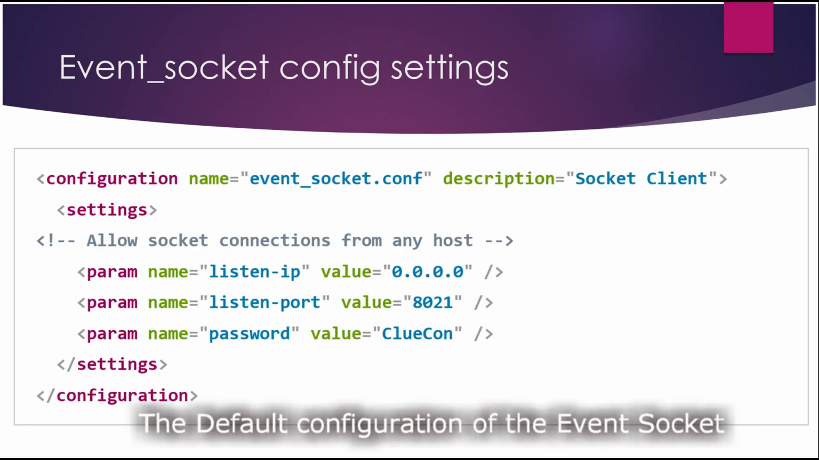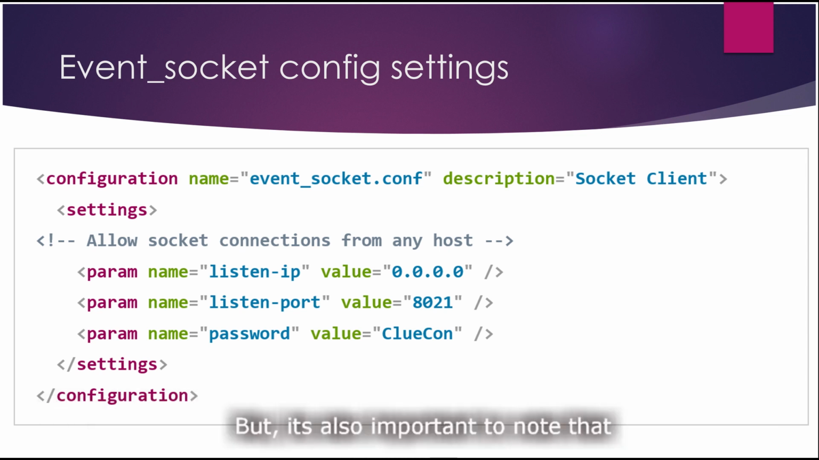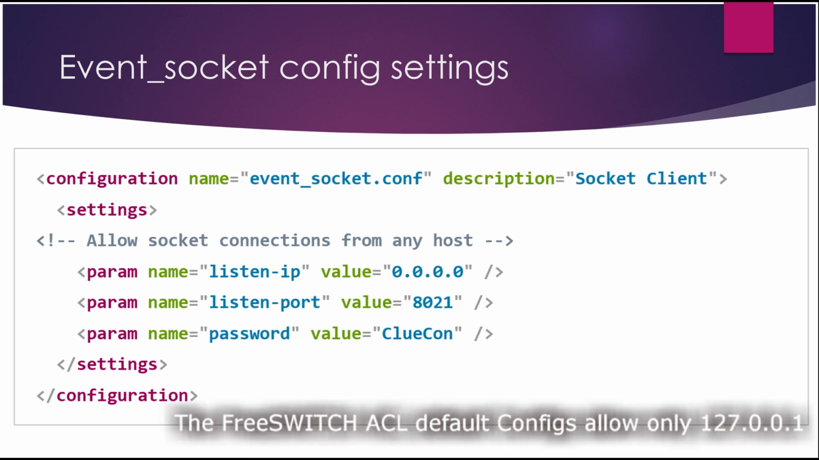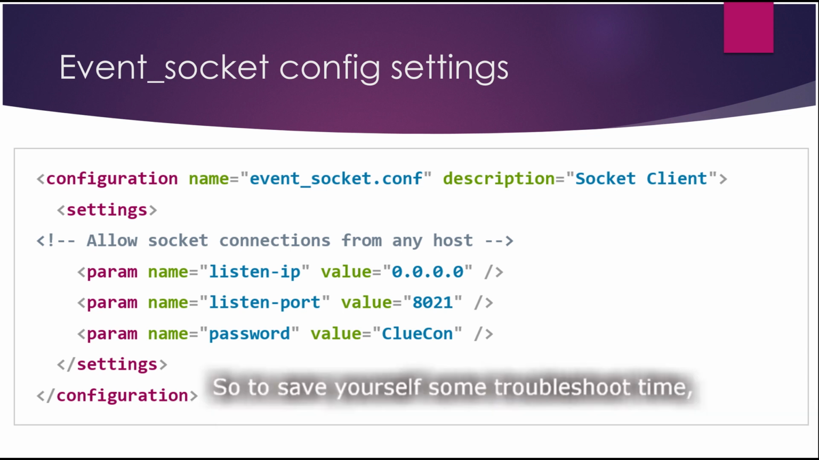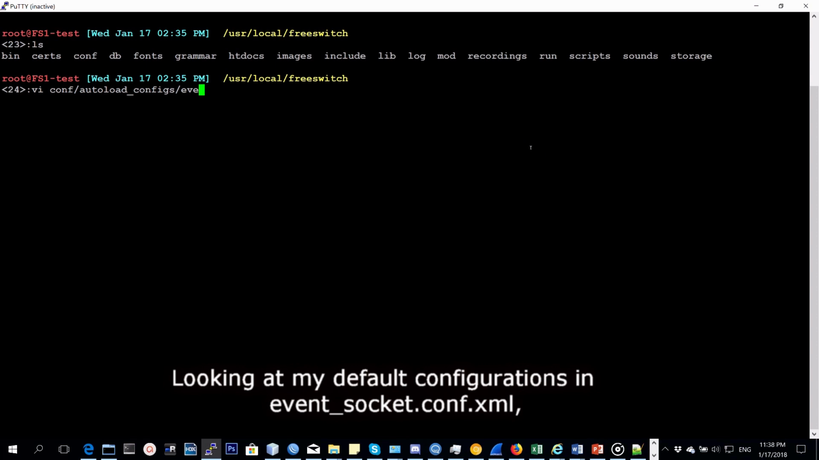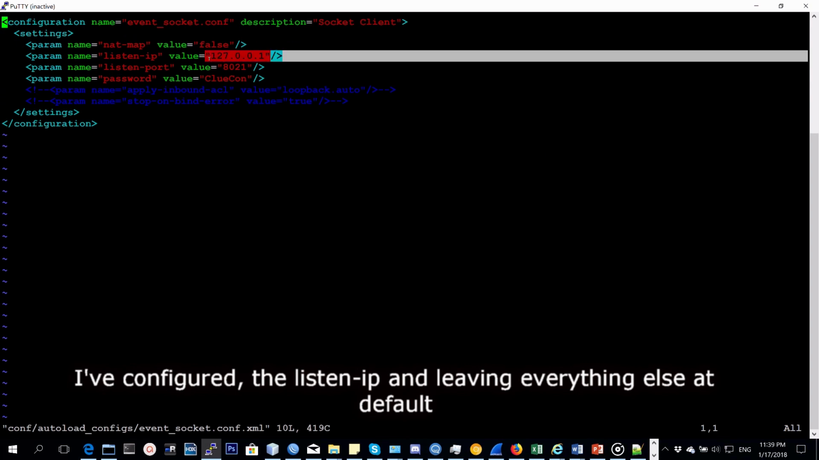The default configuration of the event socket allows FreeSWITCH to listen for connections from all networks on port 8021. But it's also important to note that the FreeSWITCH access list only allows connections from the loopback address. And so, to save yourself some troubleshooting time, if your connections to 8021 do not work, consider changing 0.0.0.0 to 127.0.0.1 to make sure that the connections are working fine. Looking at my default configurations for the event socket, I've configured the loopback address and left everything else at default.